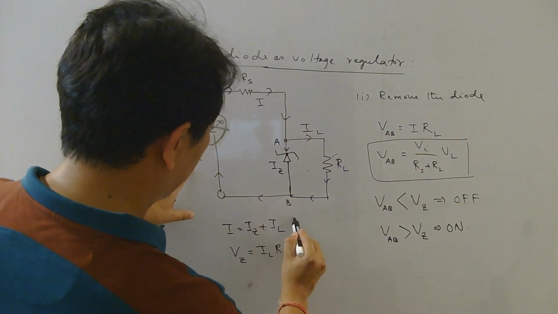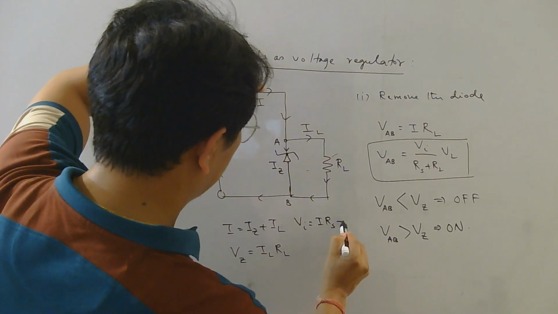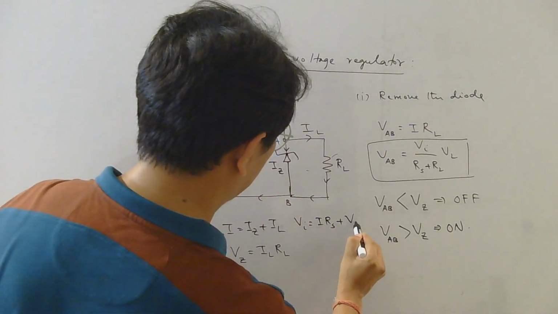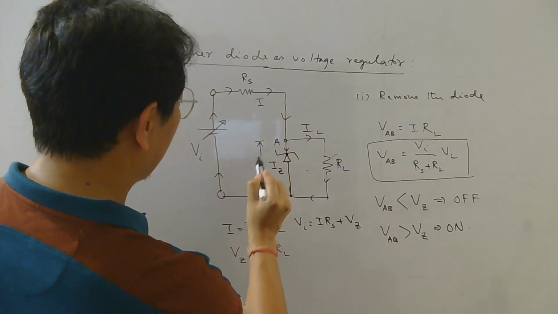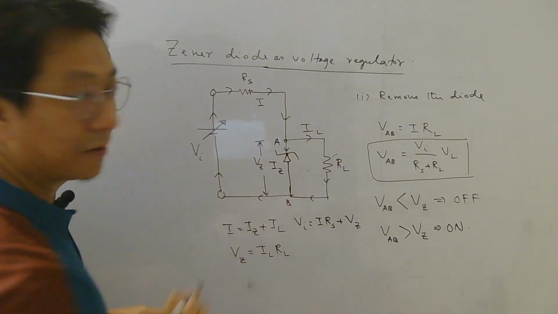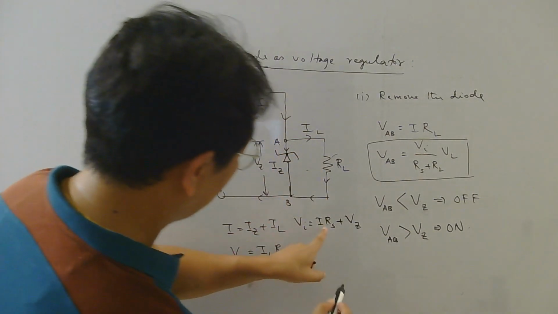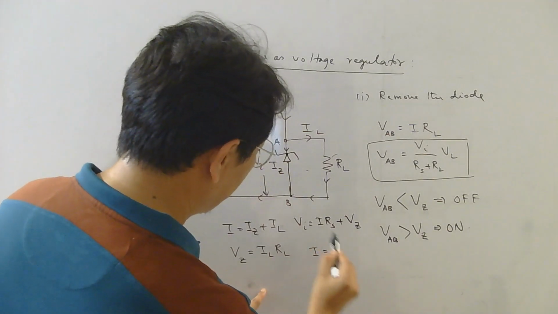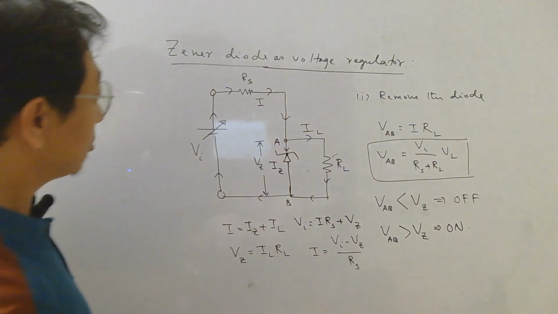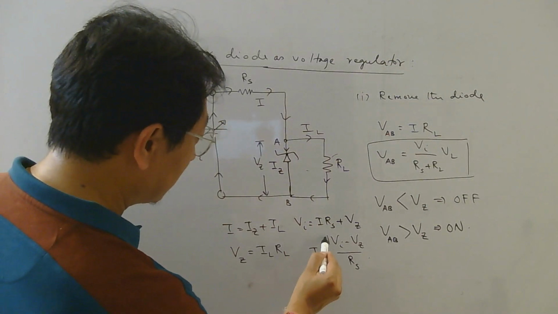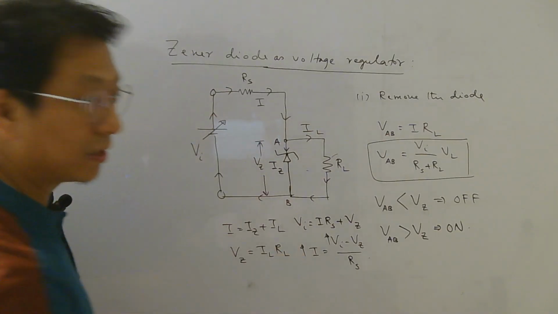And this input voltage will be equal to the voltage here, which is I into Rs, plus the voltage here, which is Vz. Voltage here remains constant at Vz, as I told, when it is in the on state. So the applied voltage should be the voltage here plus the voltage here, right? In that case, what will be your I? Bring Vz this side: I equals (Vi minus Vz) by Rs. So even if Vi increases, Vz will not increase. Therefore, this current has to increase.